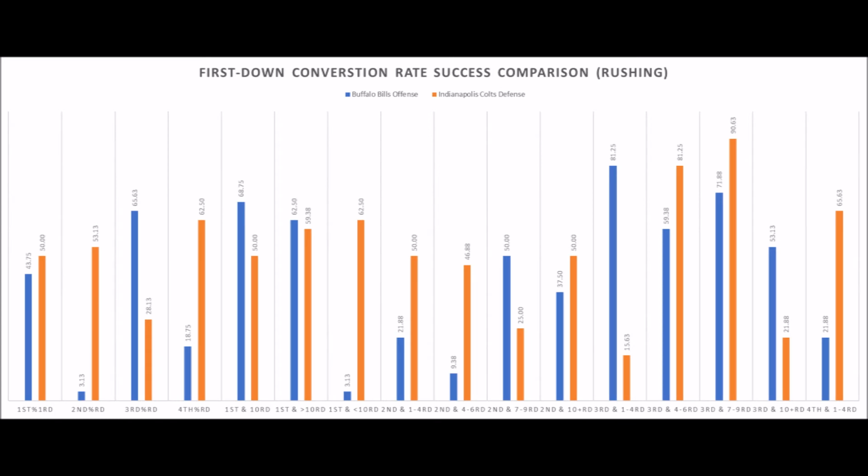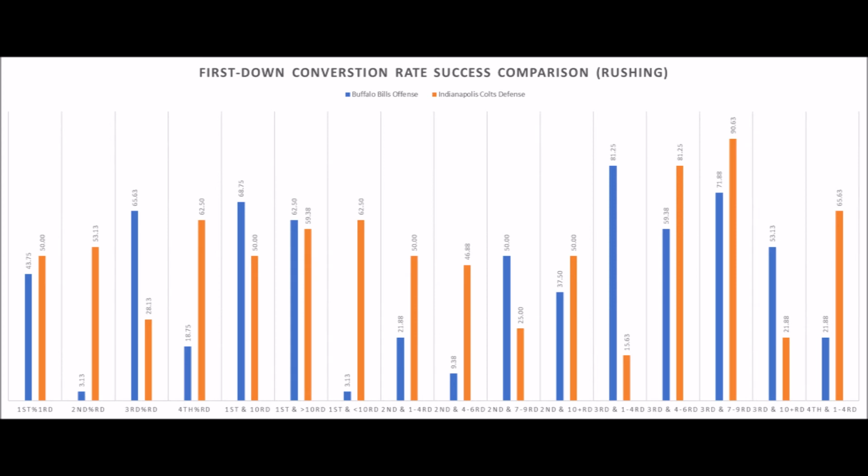So this is first down conversion rate with the run and various downs and distances. This does not have anything to do with yardage or explosive plays. It just has to do with the ability to pick up first downs with the run and various downs and distances. And in this area, the Colts are favored on first and second down. So I think the Colts probably will have success stifling the run a bit in this game. But third down seems to be the money down for the Bills in that respect.